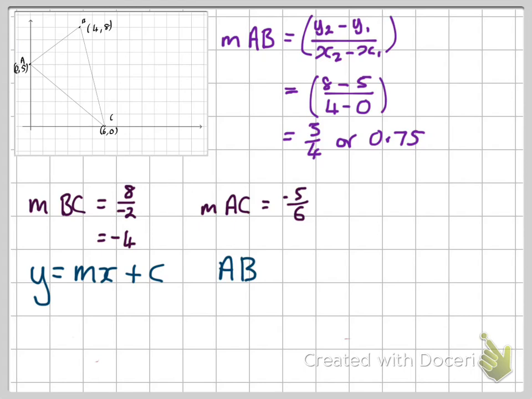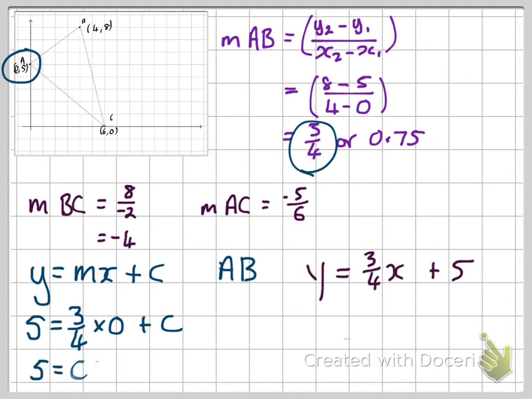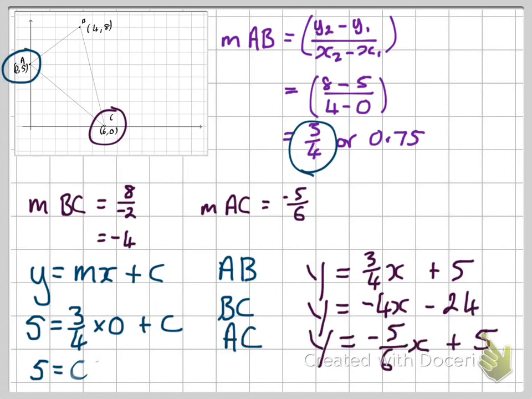So let's have a look at the equations of the lines. The equation of line AB is y equals mx plus c. So you put the gradient in first and use one of the points. We're going to use the point (0, 5). It lies on that line. So you plug those in and you see that c equals 5, and so you can write the equation y equals 3/4 x plus 5. Do the same for BC and put the point (6, 0) in there, and you'll find that c equals 24, and do the same for line AC. So now we have the 3 equations of the lines.